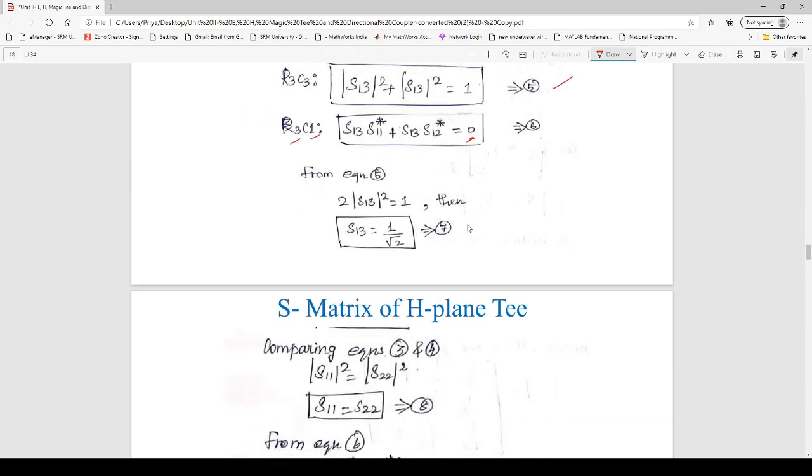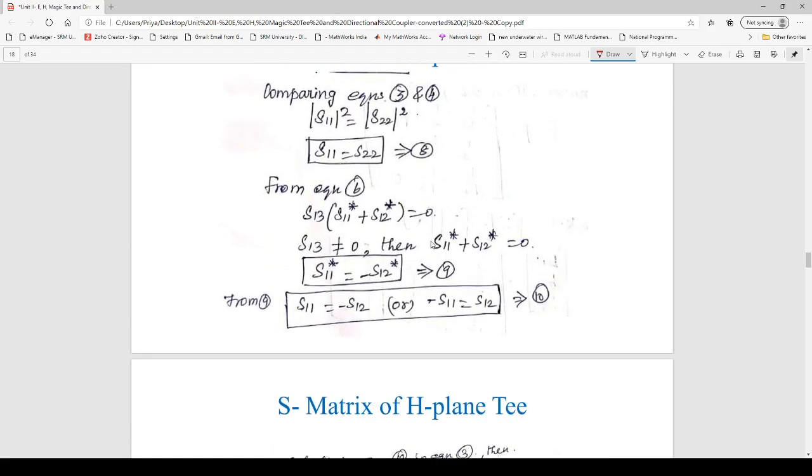Yeah, so I can write S11 equal to S22, and from the last equation if I equate, there it is S13 S11 star plus S13 S12 star equal to 0. You have to equate it to 0 because it is row 3 column 1, and here S13 is common, so I am taking S13 as common: S11 star plus S12 star equal to 0. S13 will not be equal to 0 because I know the value of S13, it is 1 by root 2, so I have to definitely equate this to 0. So if I equate this to 0, I can write S11 is equal to minus S12, right?